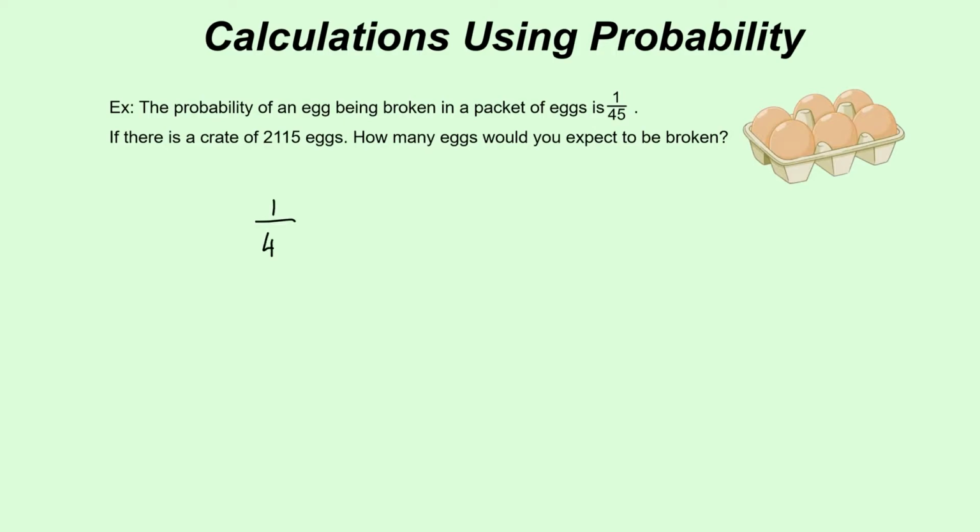Well, 1/45th of 2,115. Okay, if we type that into the calculator, that should give us 47 eggs. It's quite a straightforward process and nothing too tricky about it. It's just making sure you interpret and understand what probability actually means in this context.